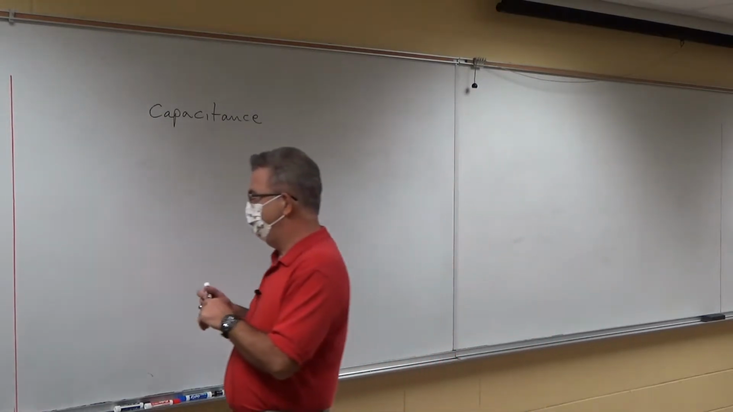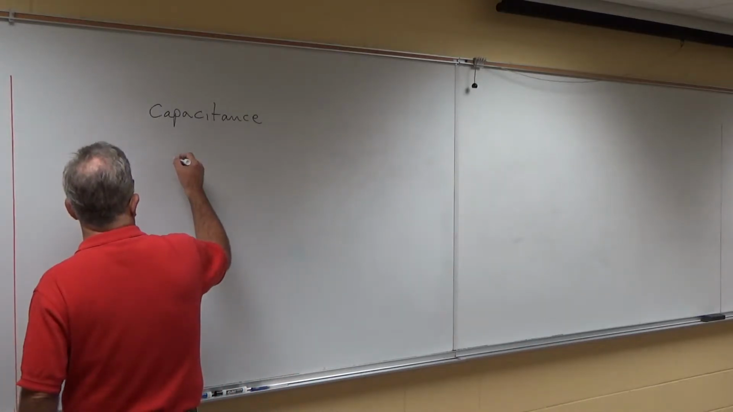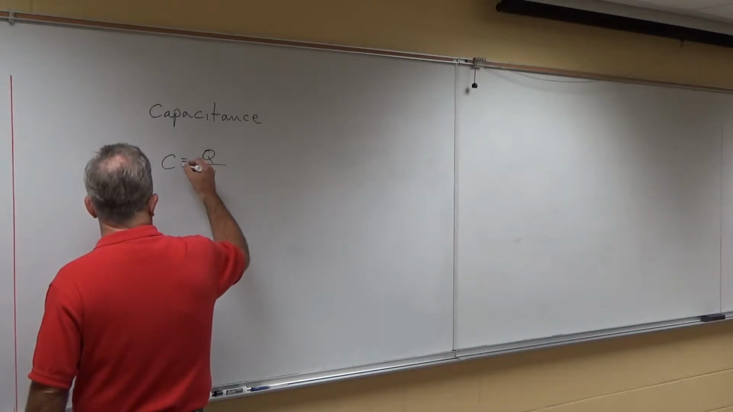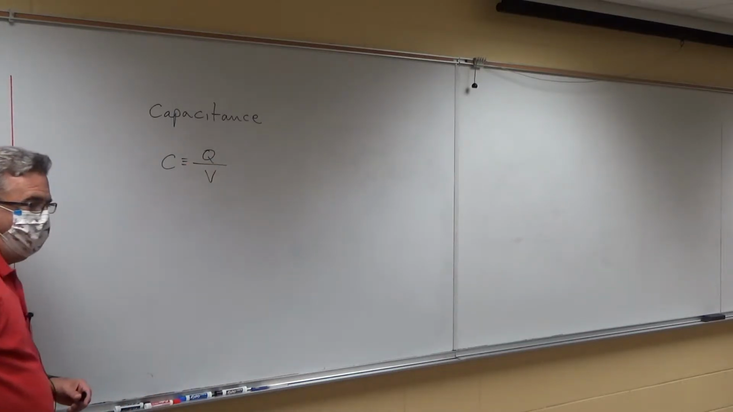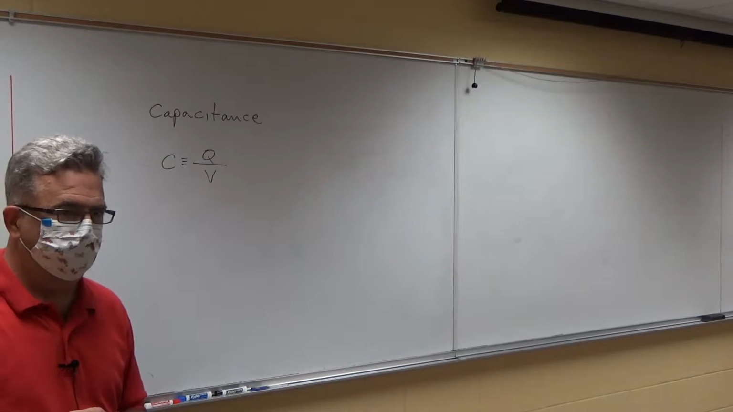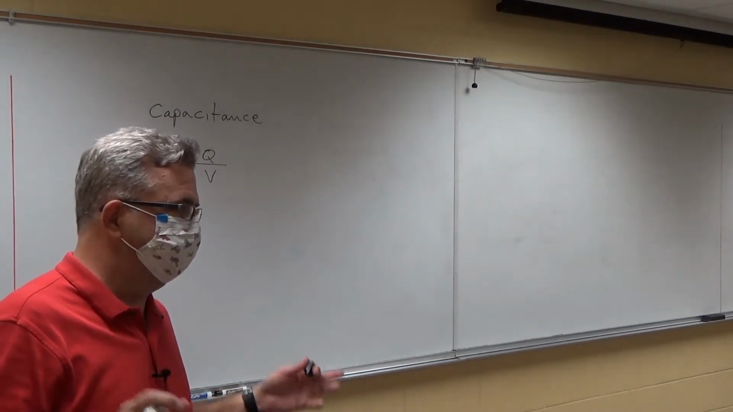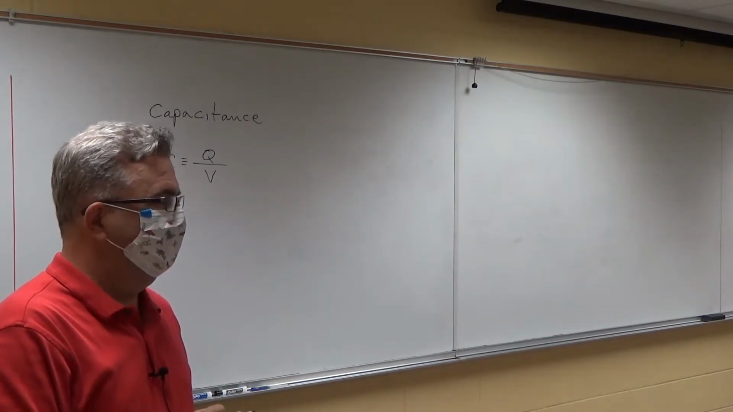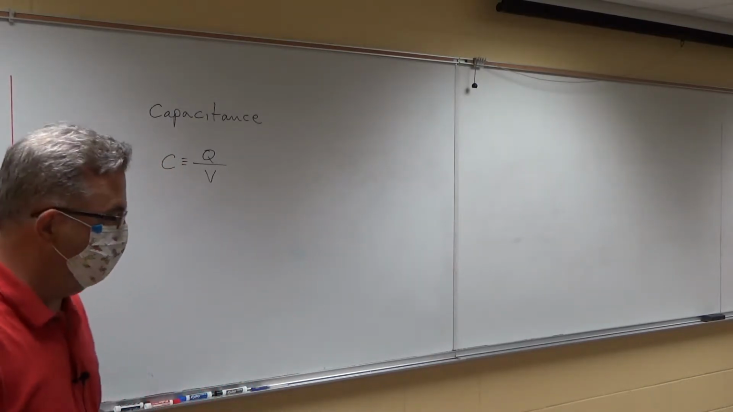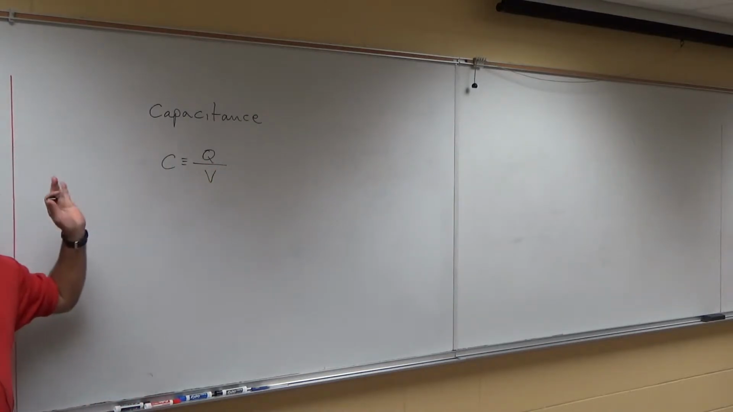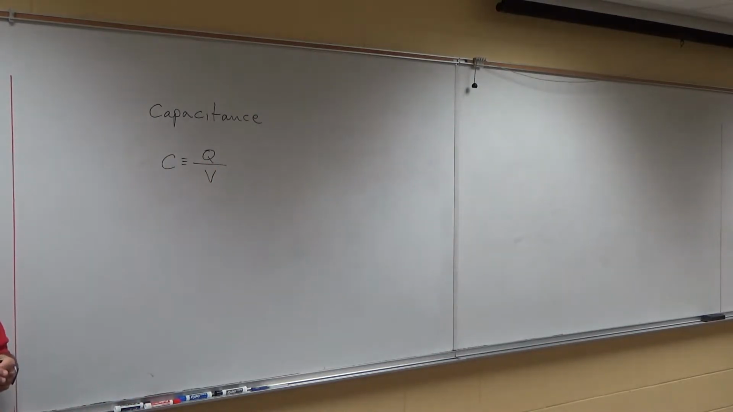So capacitance, and I hate to tell you this, but we use the letter C, is defined as Q over V. So it's the charge per unit voltage. Given a sphere, if I place a certain amount of voltage on it, how much charge appears on it? It's the ratio of charge to voltage.